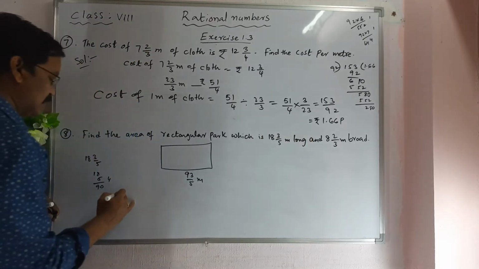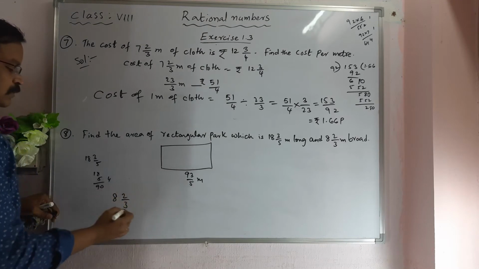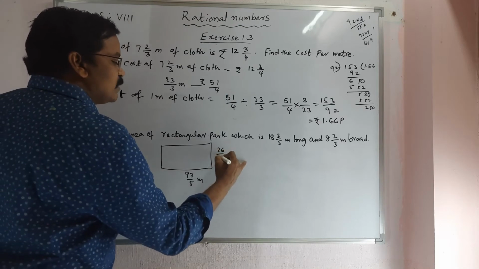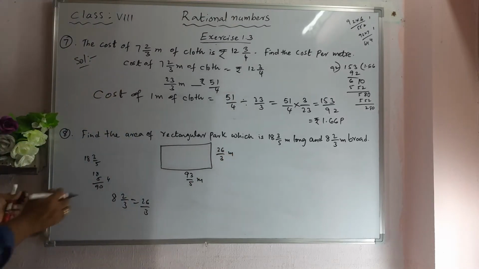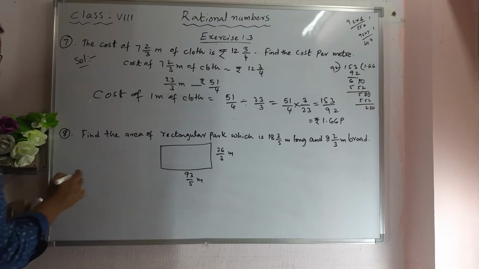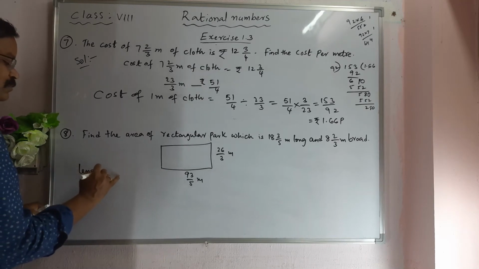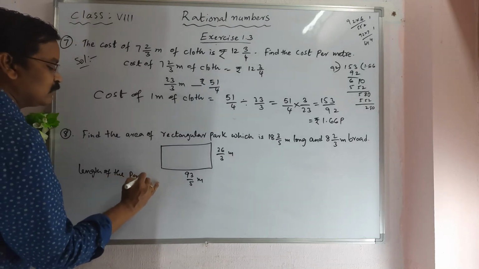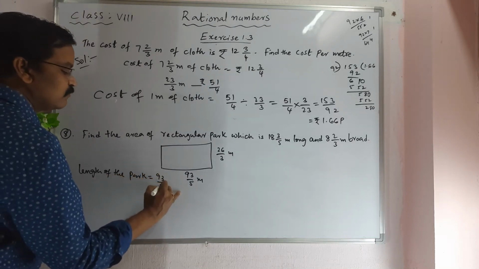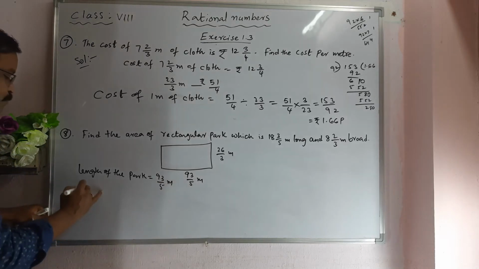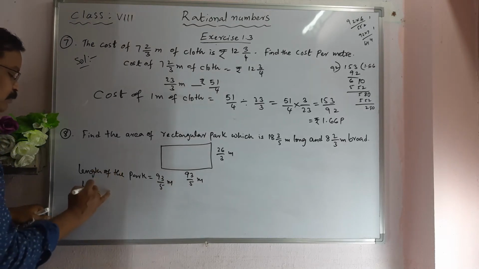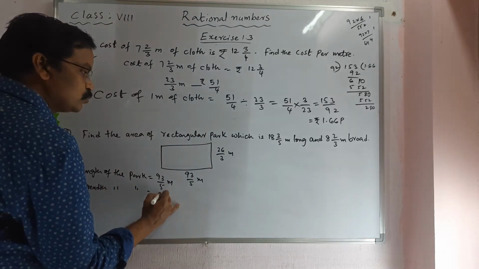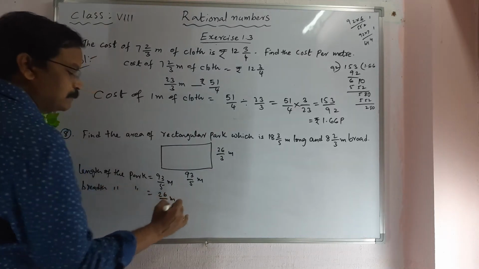Coming to the breadth, 8 2/3. 3 8s are 24 plus 2, 26/3. This is 26/3 meters. Okay. So, what is the length, my dear students? Length of the park is equal to 93/5 meters. Breadth of the park is equal to 26/3 meters.